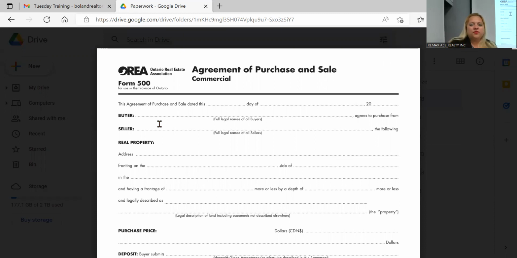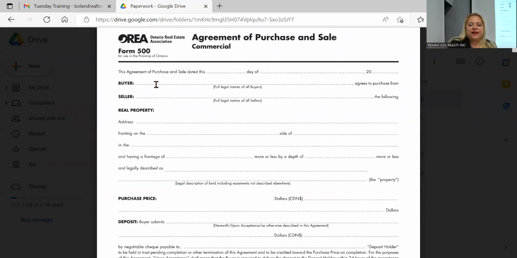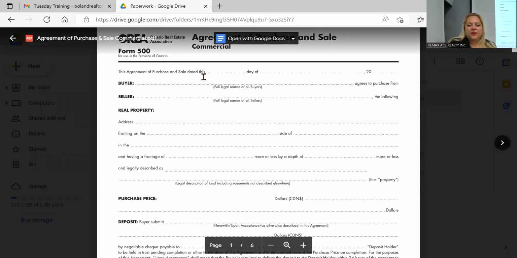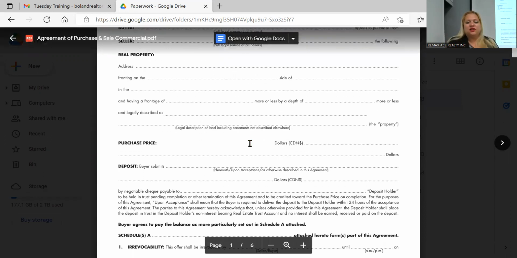So for the most part, the agreement of purchase and sale is pretty standard. It's the same. The buyer very often might not be a person's name, because a lot of times commercial clients are purchasing under a corporation or a business name, right? But you're going to figure that all out, and then you want to do what the address is.